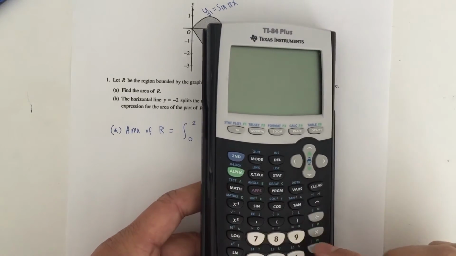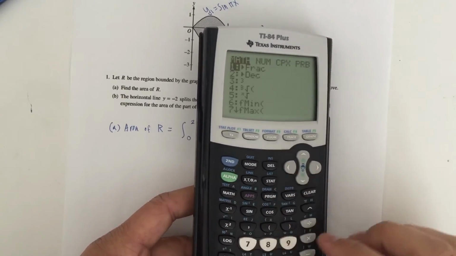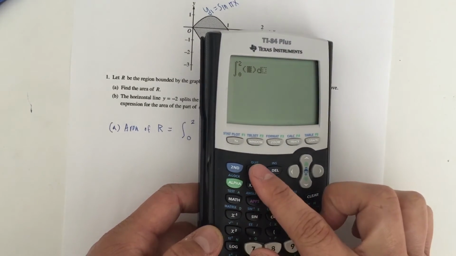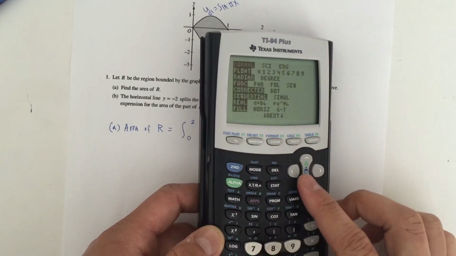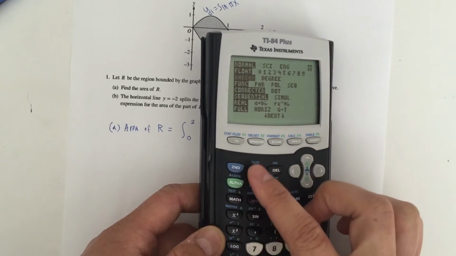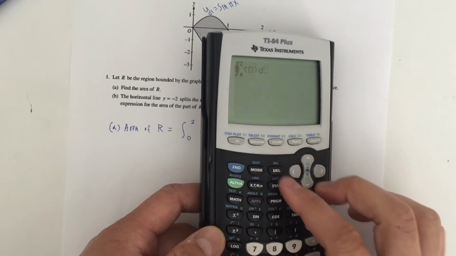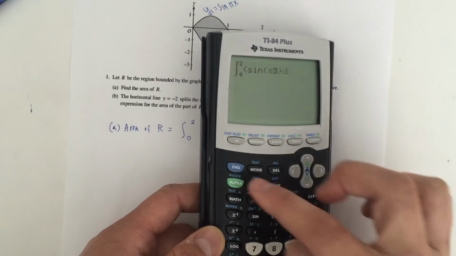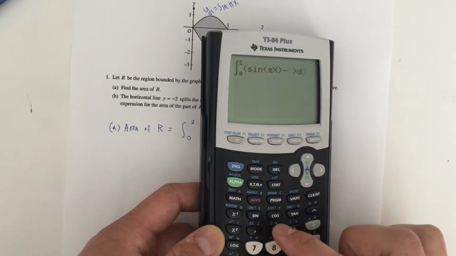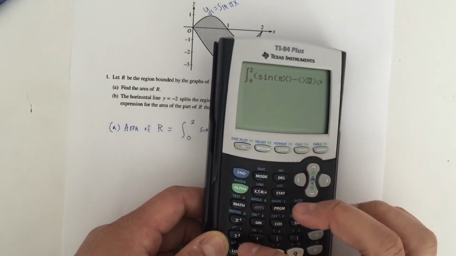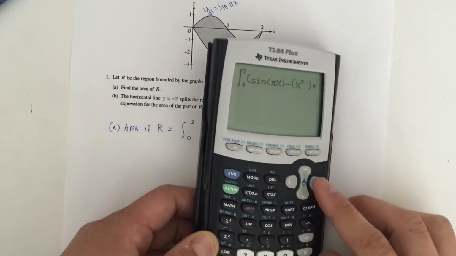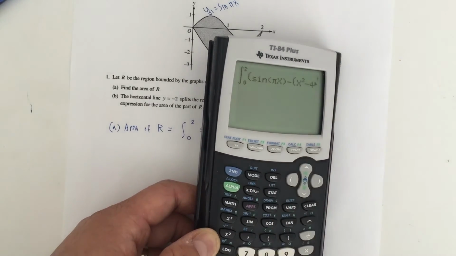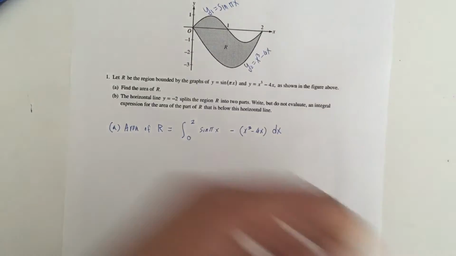So math option 9, from 0 to 2. By the way, because I'm working with a trig function, I want to make sure I'm in radian mode, which I am. So quit. There you go. And then we're going to type in sine of pi x minus parentheses x cubed minus 4x, dx. And there you go. That should give us the area, which is 4. So the area is 4.